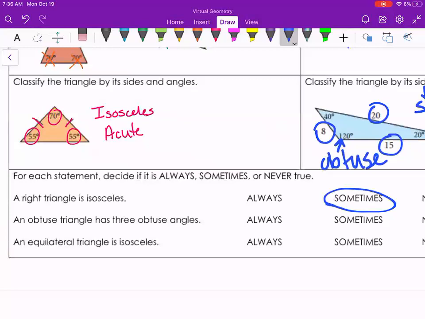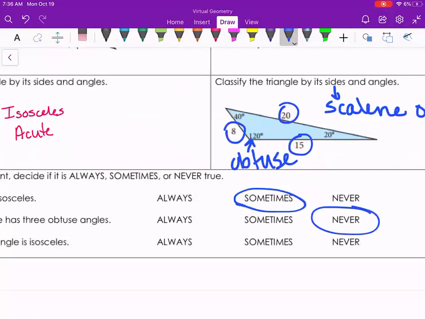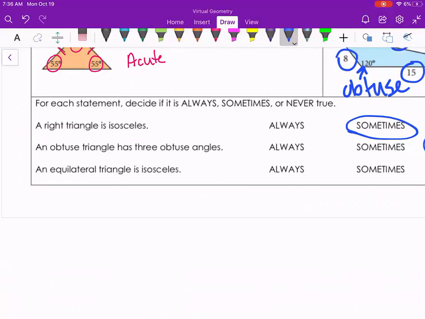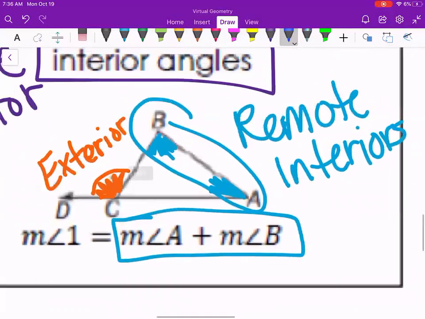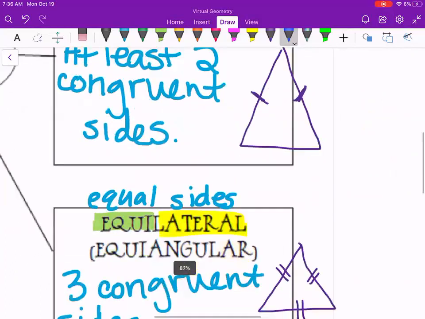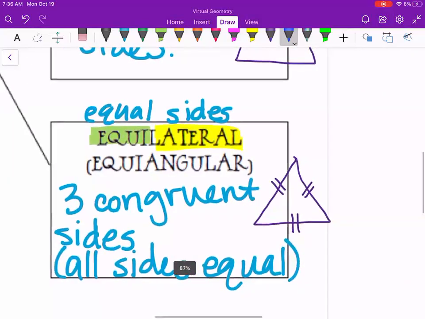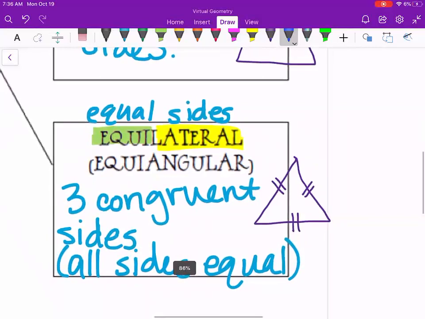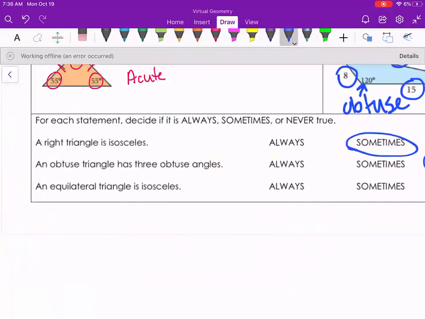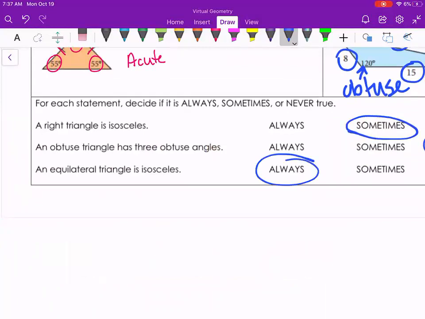An obtuse triangle has 3 obtuse angles. That is never going to be true. Because remember, the definition of an obtuse triangle has 2 acutes and only 1 obtuse. So that is never true. An equilateral triangle is isosceles. Well, remember, the definition of isosceles has at least 2 congruent sides. So does an equilateral triangle have at least 2 congruent sides if all 3 are the same? Yes, it does. Because if it's got all 3, then yes, it's got at least 2 that are the same. So this is an always.